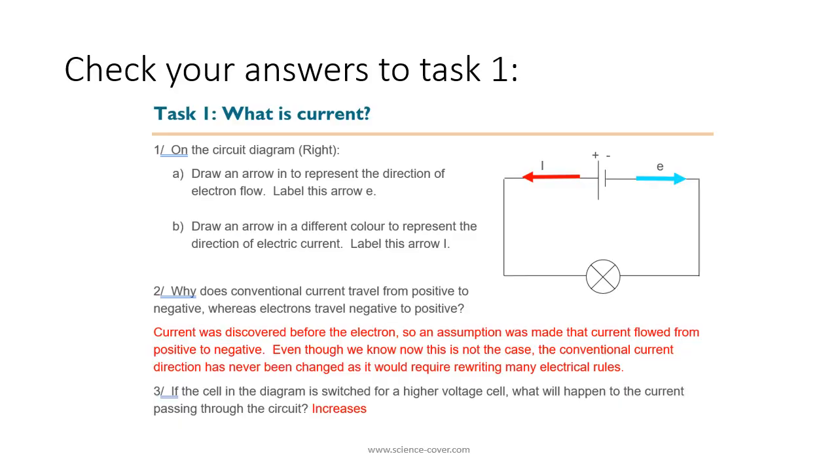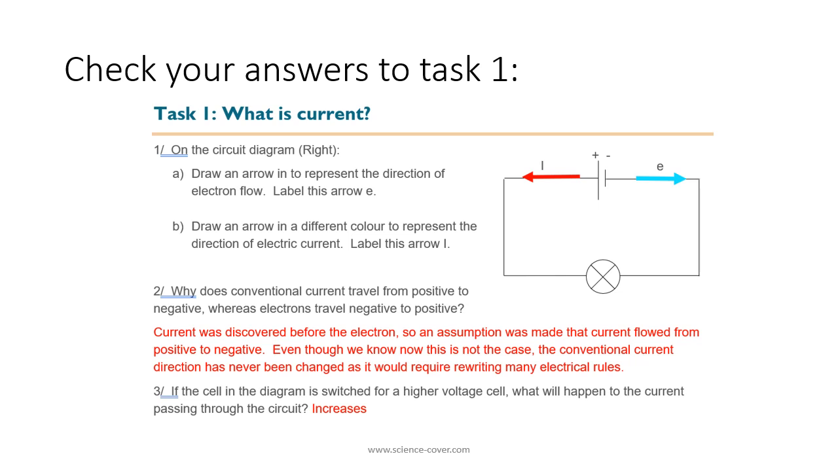Let's check our answers to task 1. Question 1a was asking us to label the direction of electron flow. So electrons we know flow negative to positive, so that's shown by the blue arrow labeled E on my diagram. 1b was to use a different color and draw the electric current, so that is flow in the opposite direction from positive to negative, and you can see that on my diagram as a red arrow labeled I.